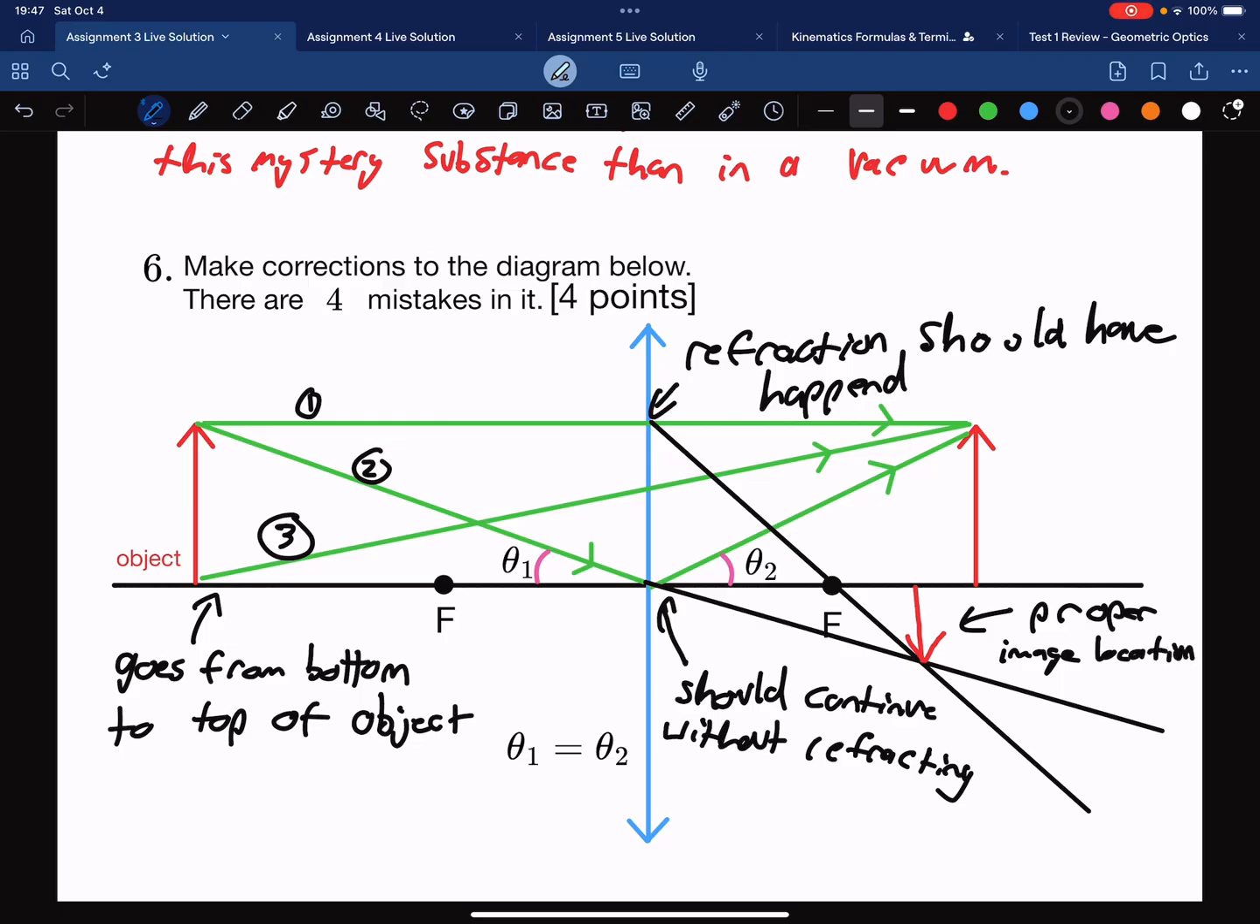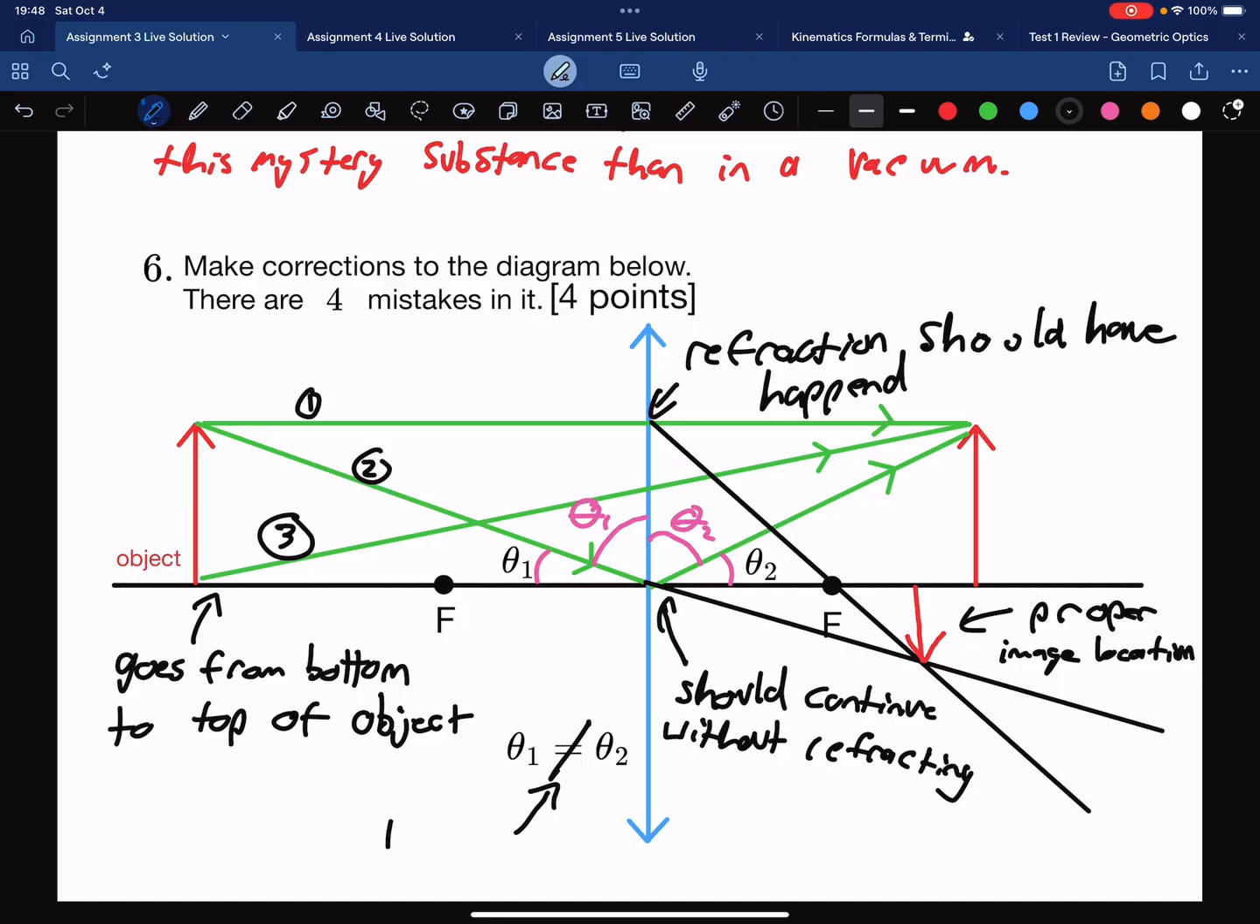Or you could look at light ray number 2 and see that theta 1 and theta 2 are actually measured improperly. So if we consider where the lens is to be our normal for theta 1, theta 2, this is how we should measure them. We measure from the normal, not from the horizontal. So in this case, theta 1 does not equal theta 2.